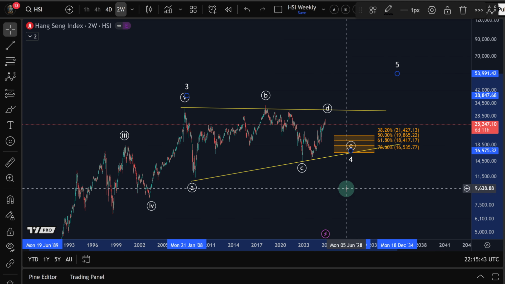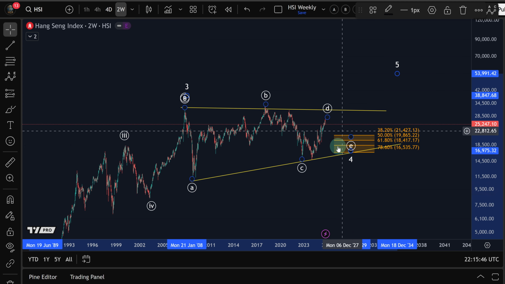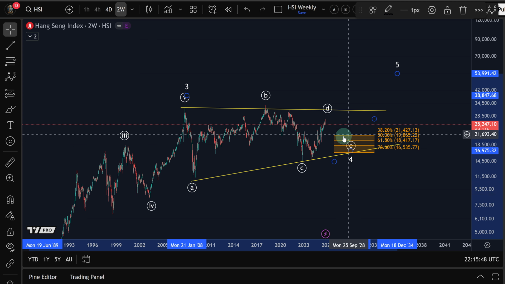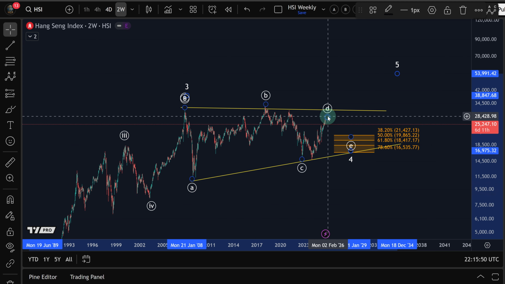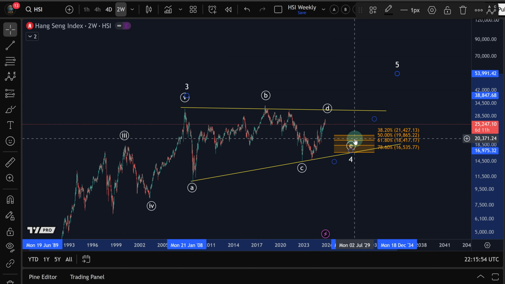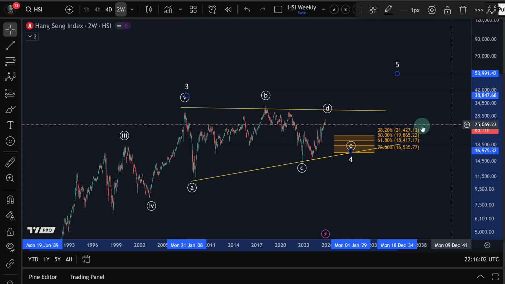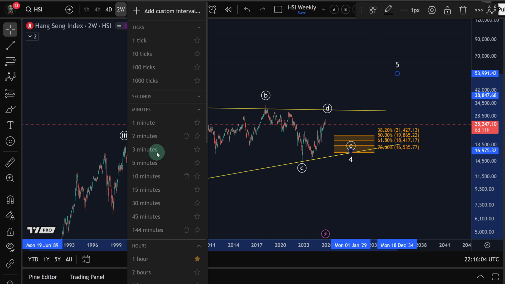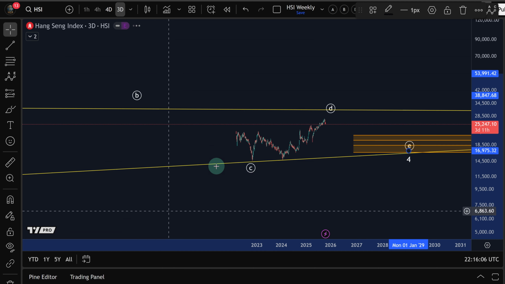So from that point of view, we're waiting here for a reaction. First of all, for the start of the E wave, and then potentially in this area a long-term correction, which has lasted now, you could say, more than 15 years, could complete. Now we could also take a look here at the slightly smaller time frames.